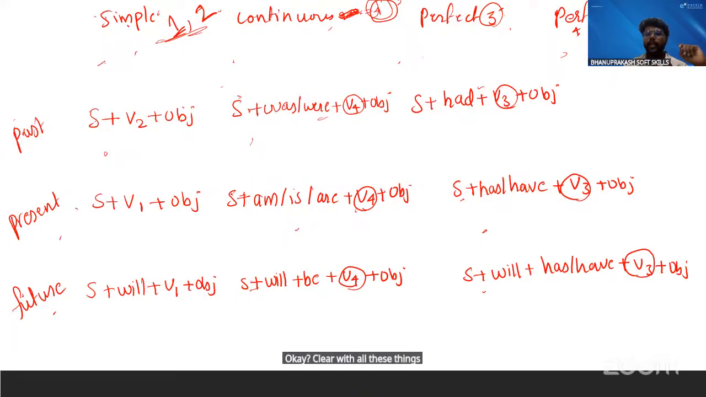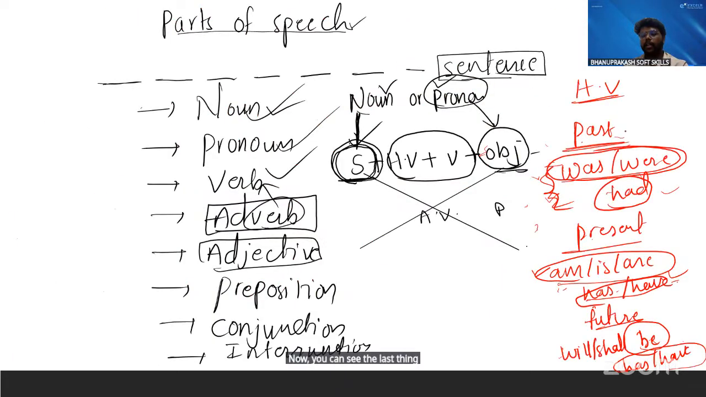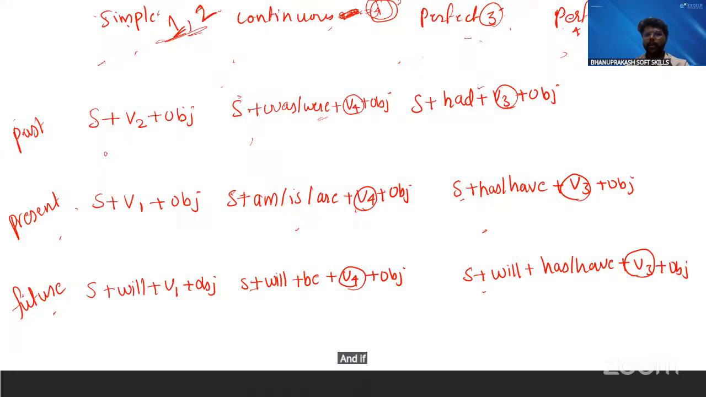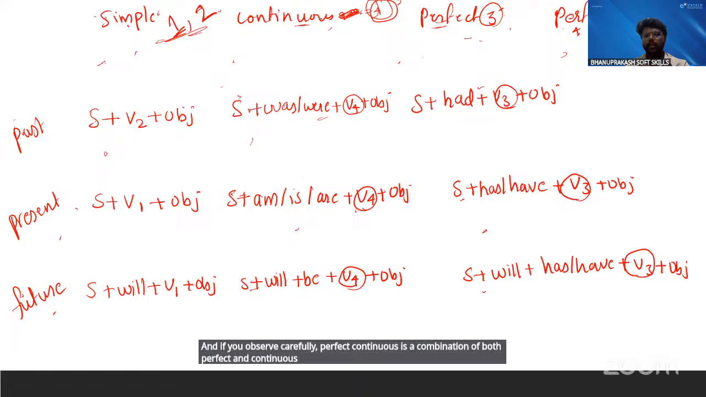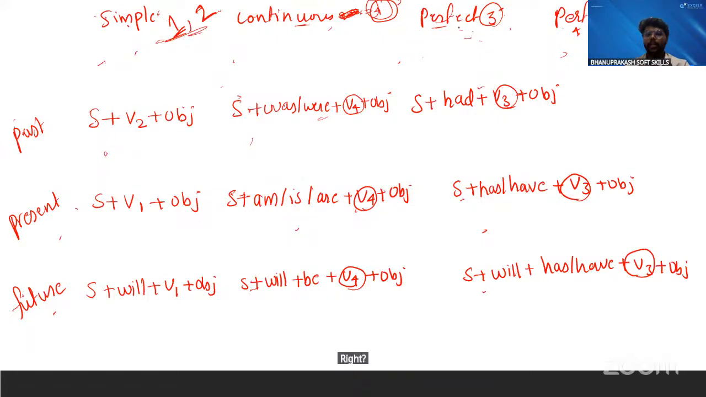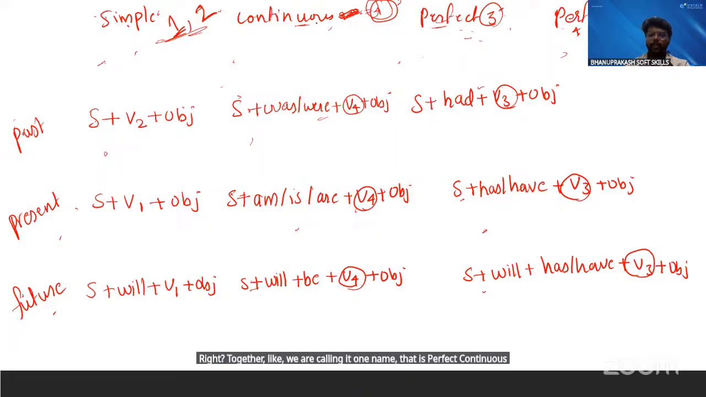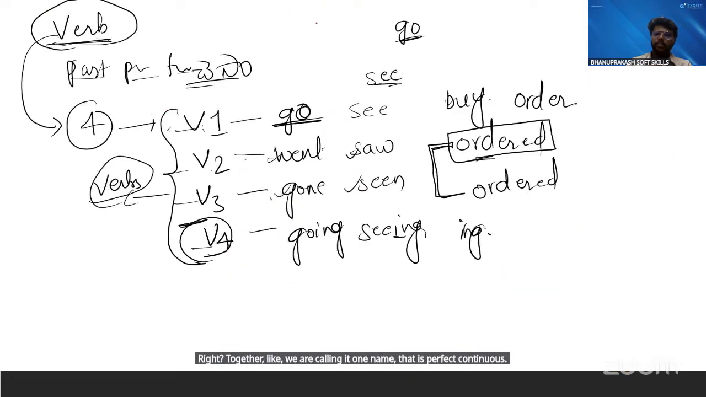Now you can see the last thing. Here also we are done with the helping verbs. We used all the helping verbs, but still there is one tense left, which is perfect continuous. And if you observe carefully, perfect continuous is a combination of both perfect and continuous, right? Together we are calling it by one name, that is perfect continuous. So what is the sentence formation for this perfect continuous is what we will see.